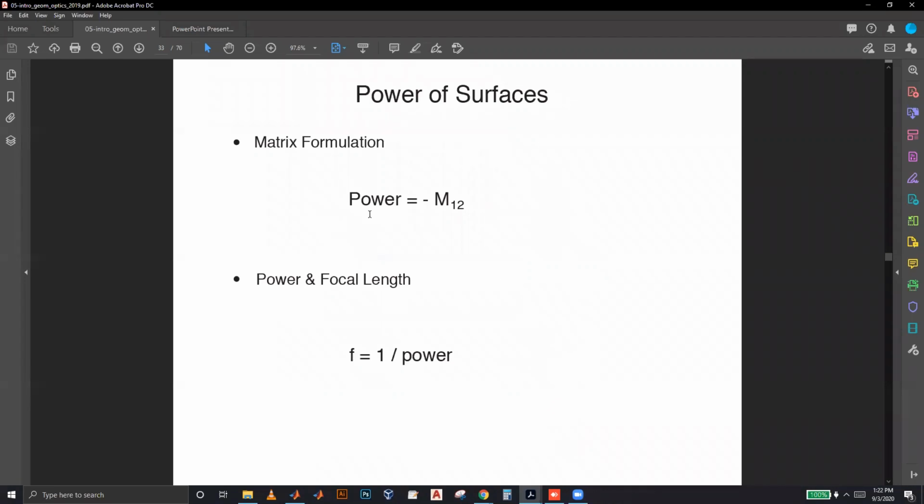Again, a slide which just summarizes important things. So from the matrix formulation, in the final system matrix, the power is the negative M12 term. And the focal length, by the way, is defined as 1 over power.